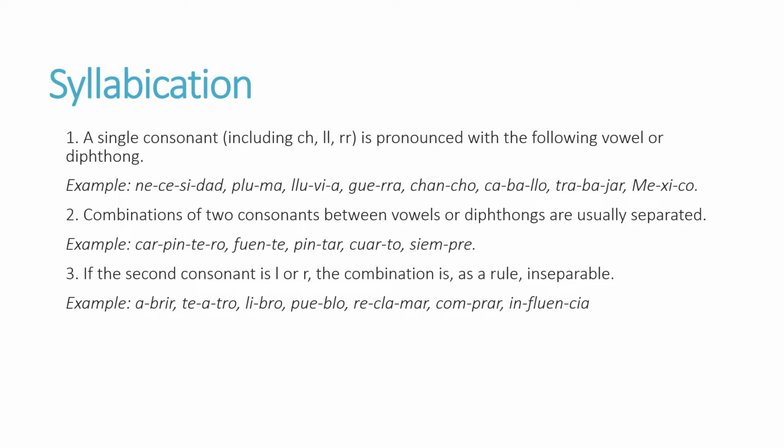Combinations of two consonants between vowels or diphthongs are usually separate. For example, carpintero, fuente, pintar, cuarto, siempre. If the second consonant is L or R, the combination is, as a rule, inseparable. For example, abrir, teatro, libro, pueblo, reclamar, comprar, influencia.